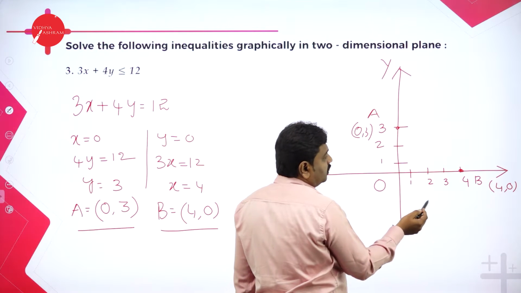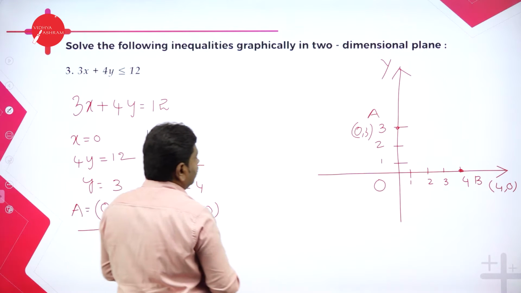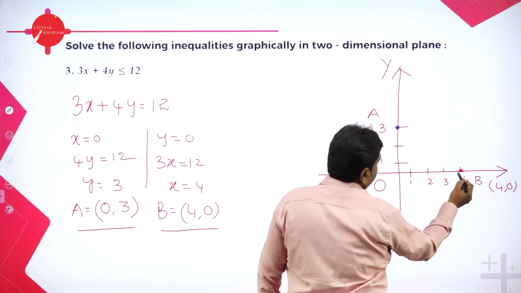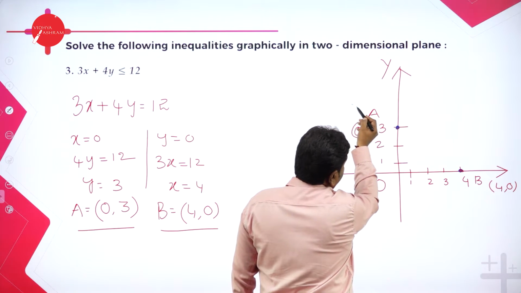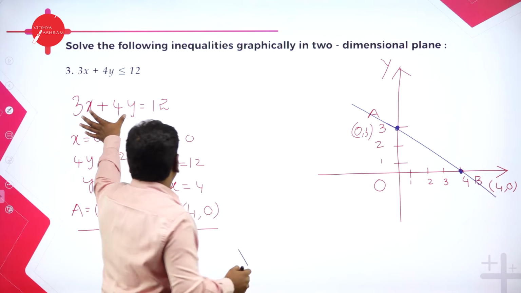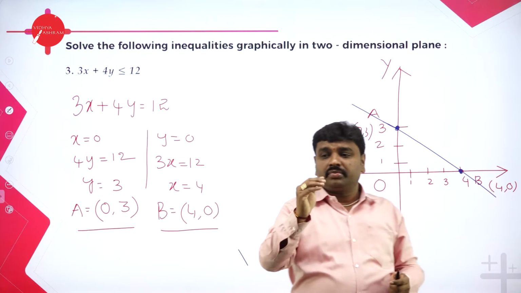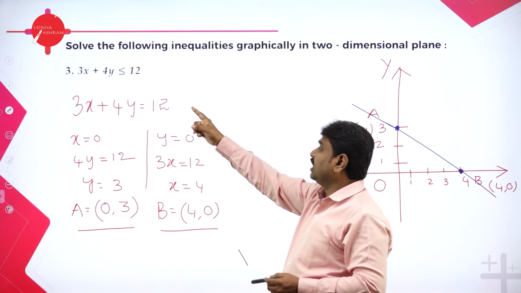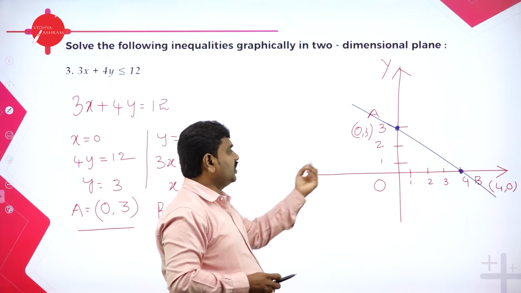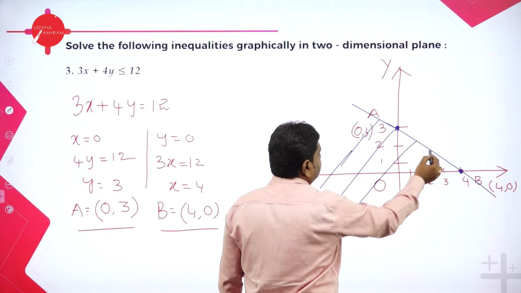Now I need to draw a line between A and B. Let me stretch a line between A and B. This is A and this is B. This line is 3x plus 4y equal to 12. Now I need to shade. I want to find the solution, which means the region. When 3x plus 4y is less than or equal to 12, I have drawn the equal to 12 line. Less than generally means shade below, so shading goes down. So this is the solution region.